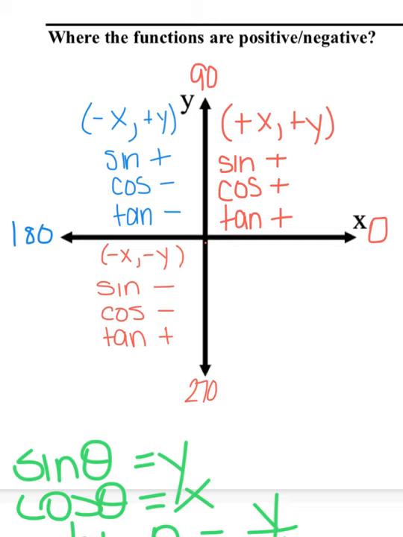And last quadrant, we have anywhere from 270 to 360, or you could have bigger angles, or you could have negative angles as well. Okay, 360.